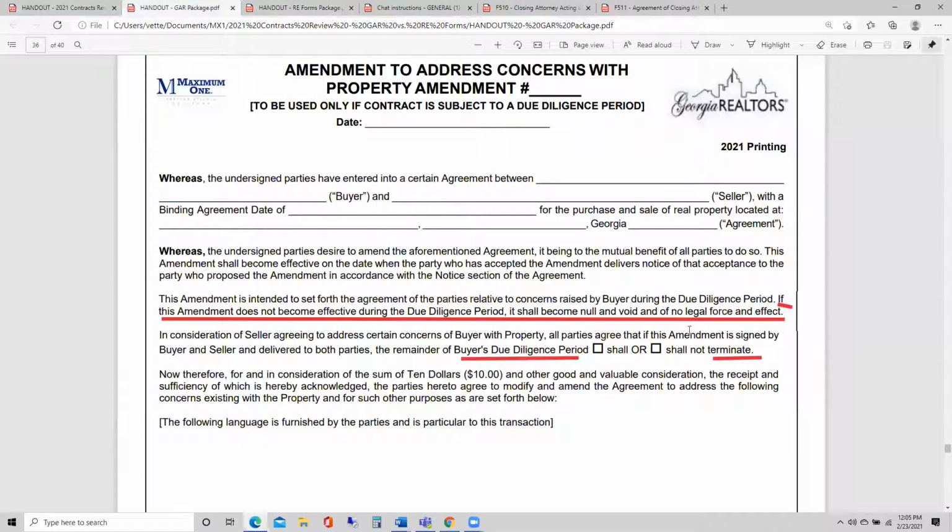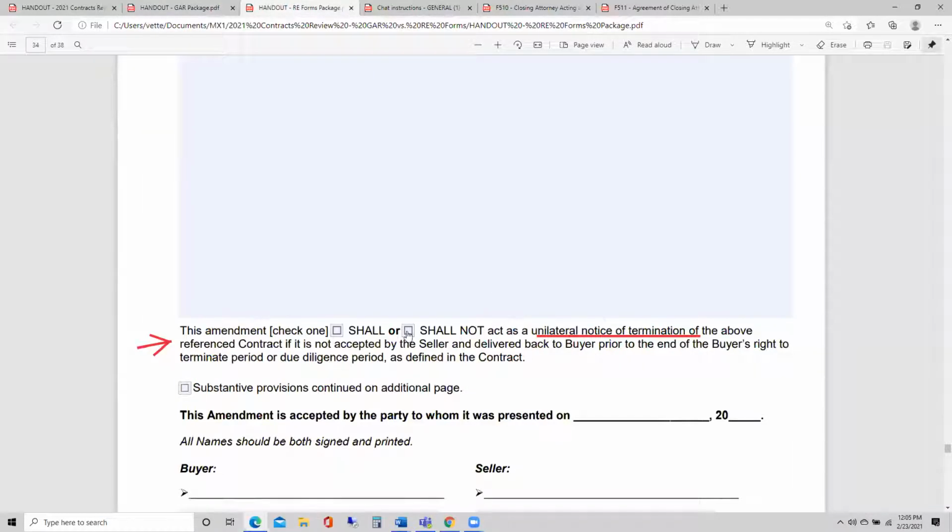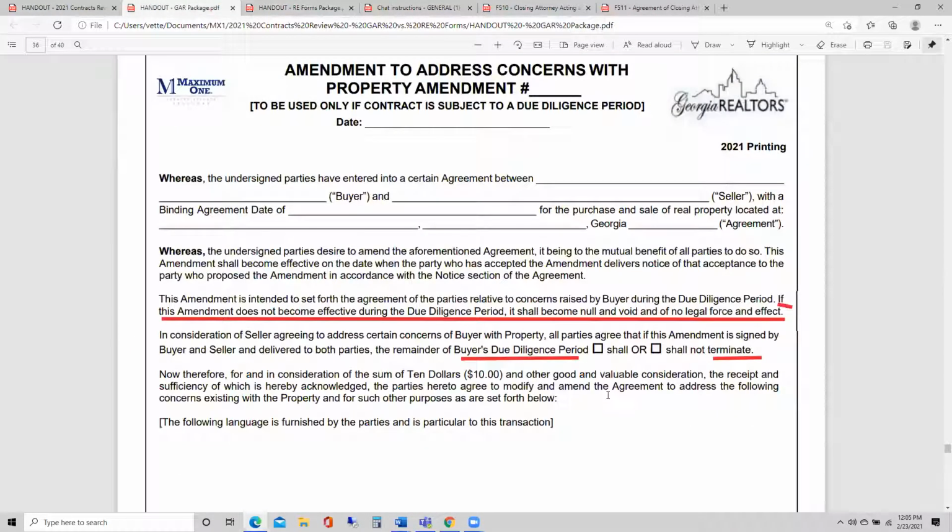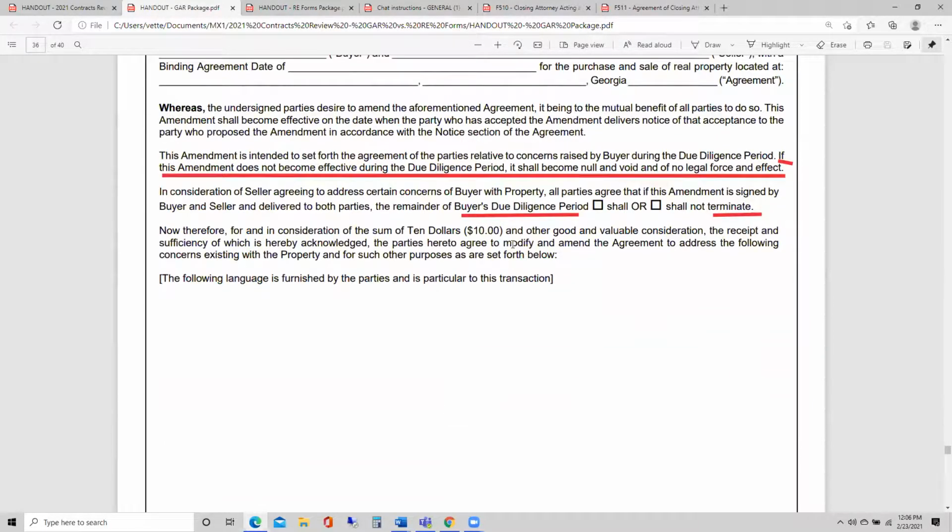Another big difference, you see this shall or shall not checkbox. On the RE forms, you see a shall or shall not checkbox. These are completely different issues. On the GAR form, this says if buyer and seller both sign this and agree before the end of the due diligence period, then this shall, let's say if we mark shall, this shall terminate the due diligence period.